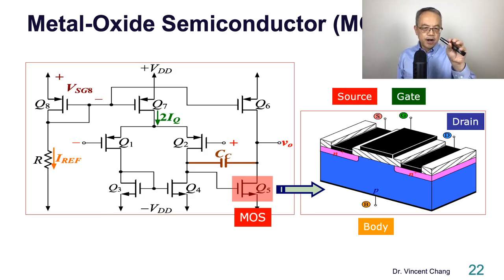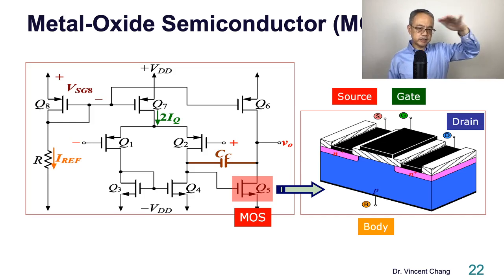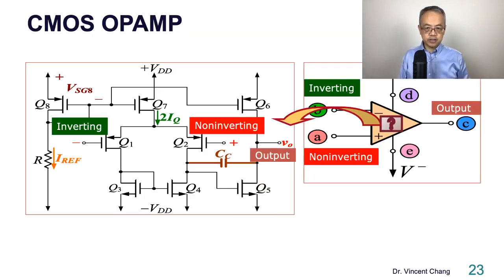The MOS is a 4-terminal device, but usually the body terminal is not shown in the circuit. So source, gate, drain, the 3 terminals, from the top to the bottom. The first layer is metal. The material below the metal is called oxide, and then semiconductor. It's like a sandwich. So MOS, metal-oxide semiconductor transistor.